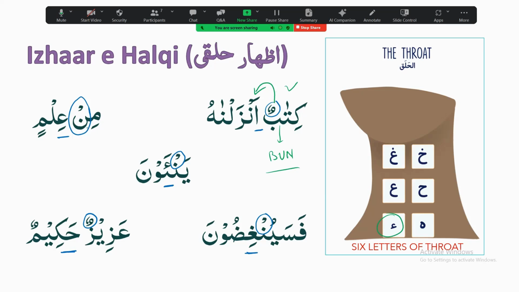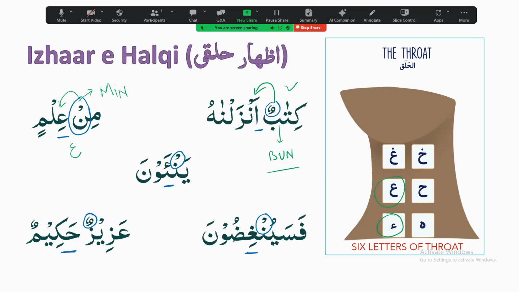Let's move on to the second one, with a noon sakin this time. Min ilmin. Here you see a noon sakin at the end of the first word, min. Let's see the next letter that comes after it, which is the letter ain. Again, ain is from the 6 letters of the throat. We will just say min as it is.